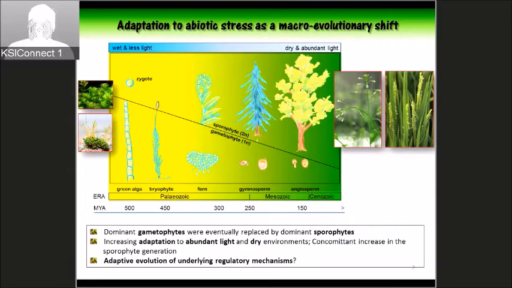If you look at the branching point, it's the pteridophytes, or ferns. You can see that the watery, low-light conditions 500 million years ago kept going, and in these days of dry land and abundant light, the land plants started to evolve. So what you see here are two halves: the dominant gametophyte that predominated in evolution got replaced by the dominant sporophyte. Therefore, there is a concomitant gene shift, and regulatory mechanisms are very important to understand how macroevolution favored adaptation. The adaptive evolution of the underlying regulatory mechanisms is an important topic in my lab.